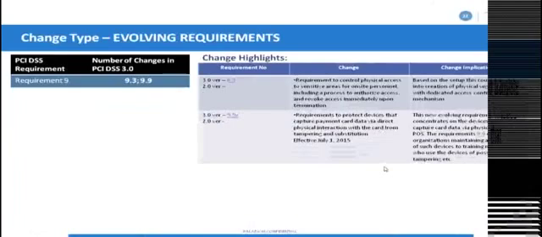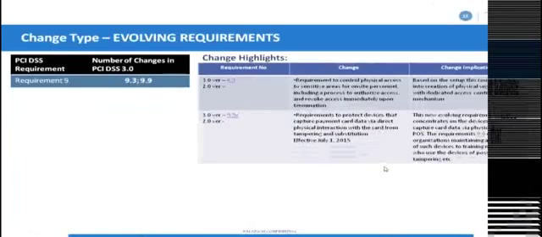And then if you look at 9.9, 9.9 basically is a new requirement which talks about point of sale terminals. So to protect the devices that capture, so wherever there's a physical swipe, essentially the point of sale devices, for any sort of checks to be done to ensure any sort of tampering or any sort of changes that might be physically done on the devices. So this is a new requirement that has been brought in.